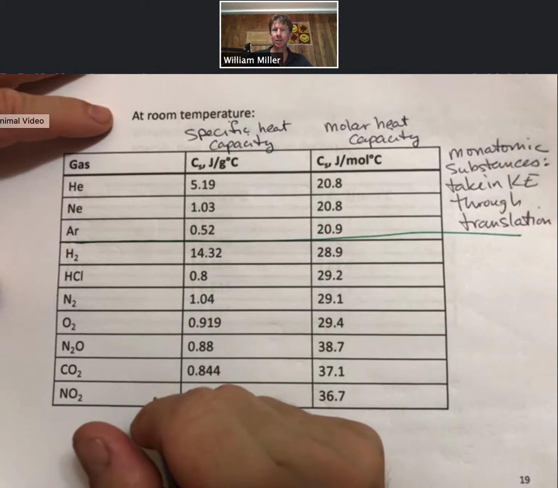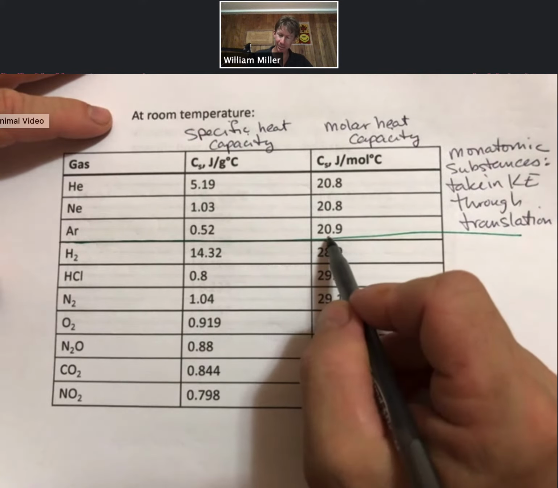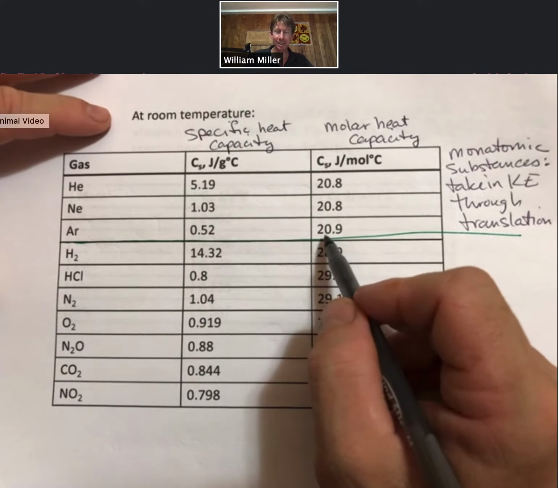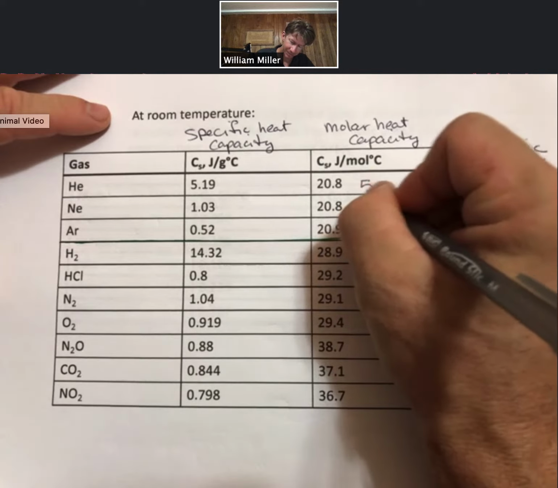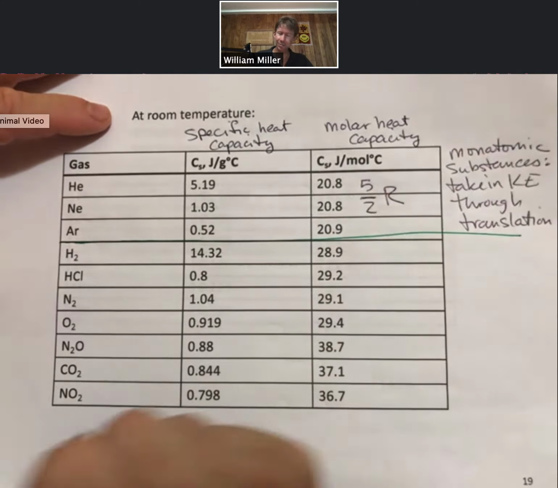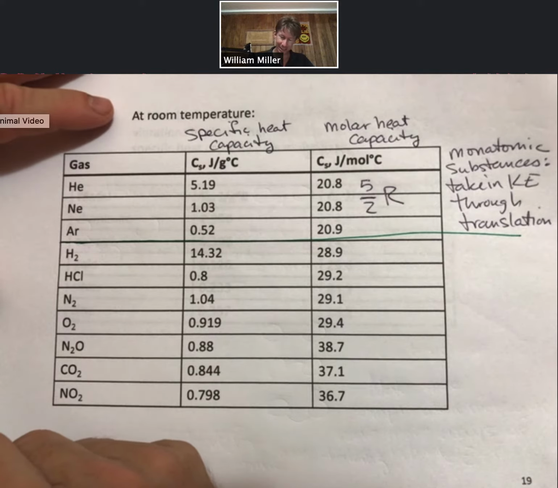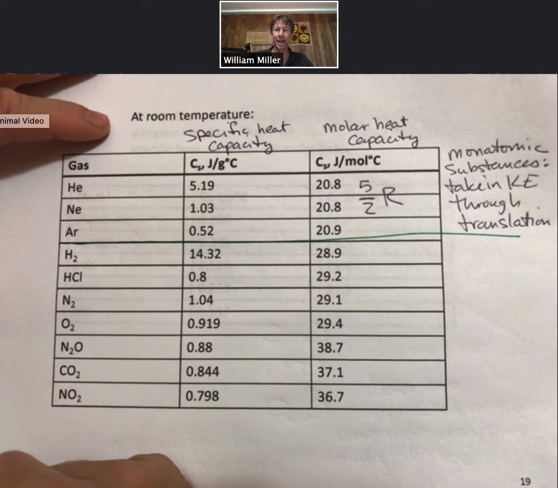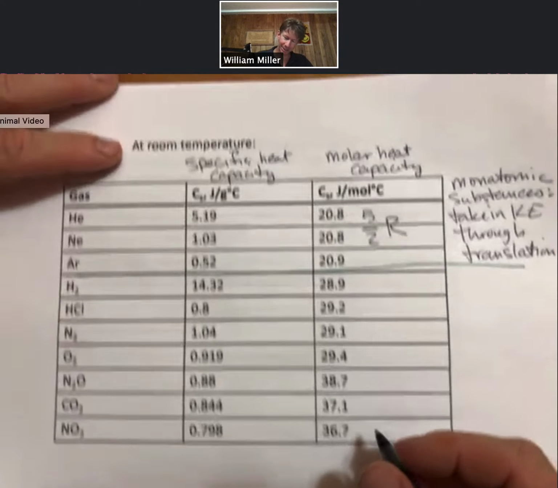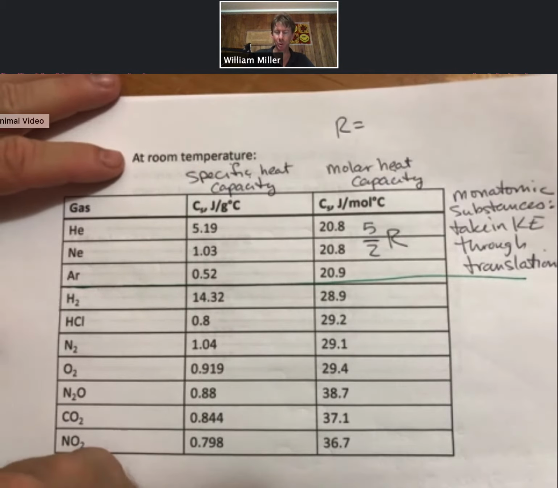And it's a little beyond the scope of this course, but it turns out that these numbers are exactly or very close to 5/2 times R, where R is the universal gas constant. And as we will see, whenever you're talking about R in terms of energy, R is 8.314 joules per mole Kelvin.